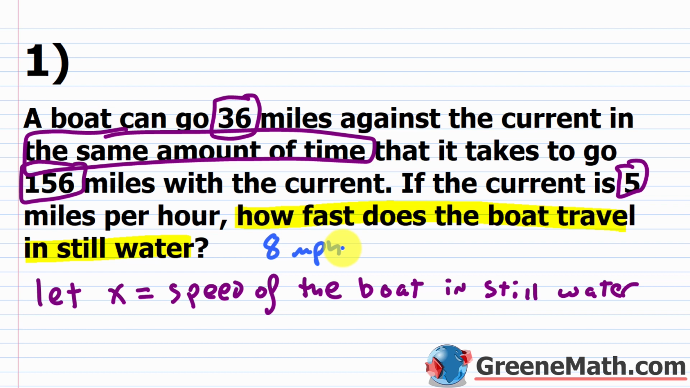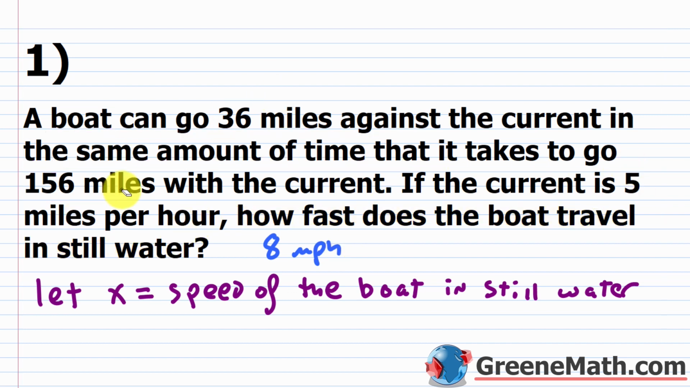Now, if you want to check this, you want to think about the time for each scenario and make sure they are equal. So let me actually erase all of this and let's think about this. In the first scenario, we're told that the boat can go 36 miles against the current. So we know right now that the speed of the boat in still water is 8 miles per hour. The speed of the current is 5 miles per hour. So this boat, if it's going against the current, is traveling at 3 miles per hour, right? 8 minus 5 is 3.